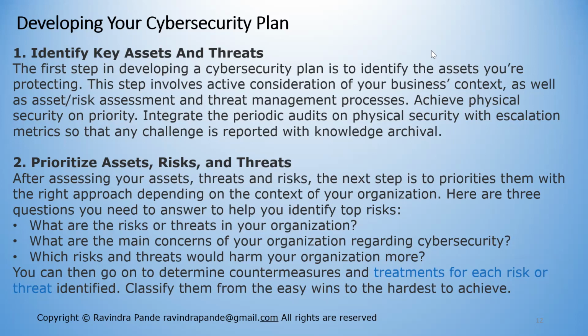This step involves active consideration of your business contents as well as assets, and a risk assessment and threat management process. So for a bigger item, the threat is less because, let's say you're selling a car, you can park the car in the lot and have some security camera. That's enough because every car needs a key to start. But if you're selling something like gold jewelry, it's very light to carry, so you can't keep it in the open. You normally keep it under glass cabinets, so everybody can see, but we normally let them touch it only if they are willing to buy.